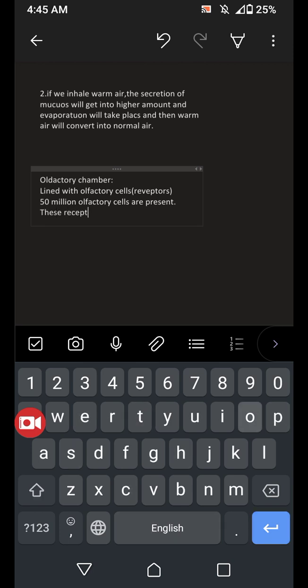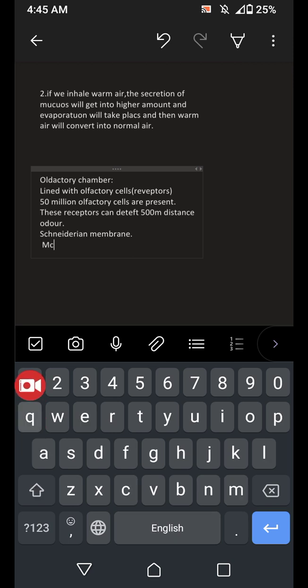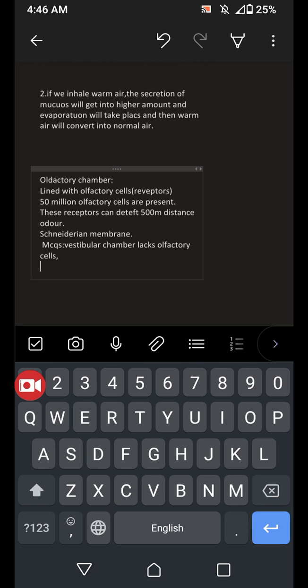Then these receptors can detect odor from a 500 meter distance. Okay? So it is covered with a membrane. Then the rest of the MCQ points: the vestibular chamber lacks olfactory cells, and the olfactory chamber is superior. Okay, so this one is done.